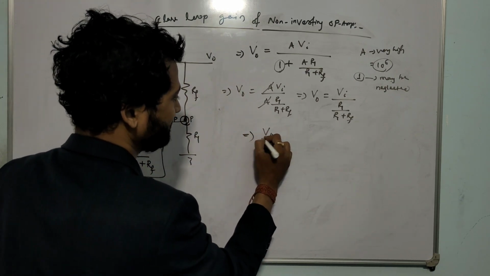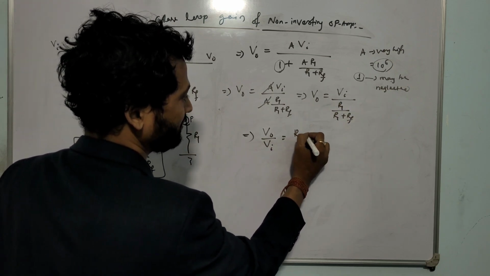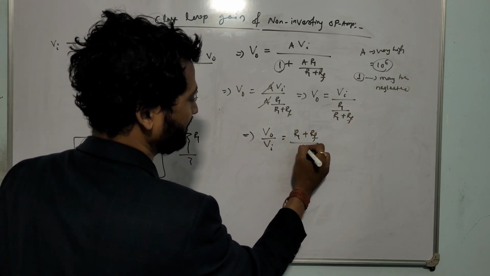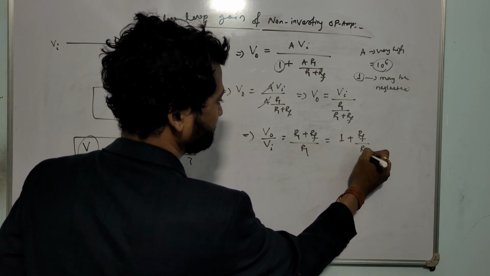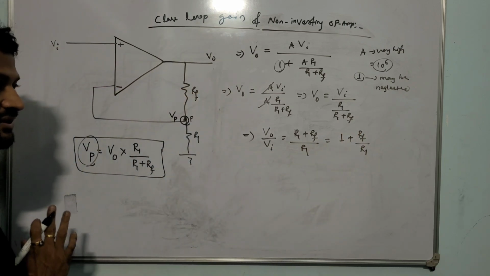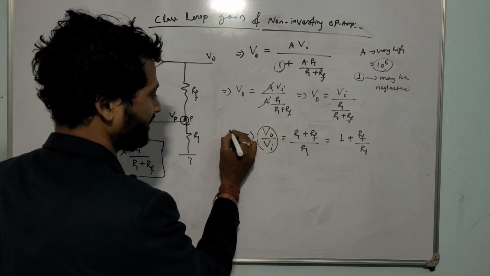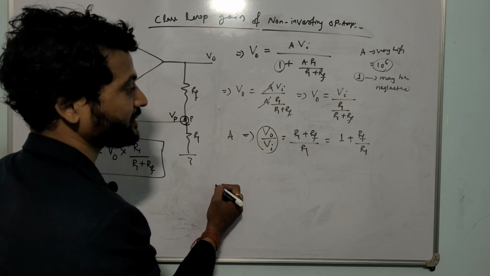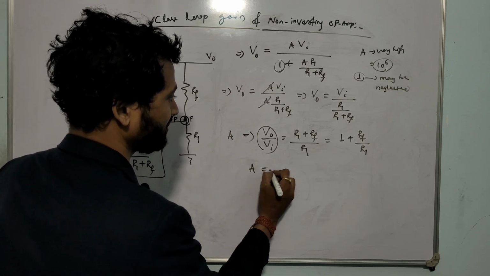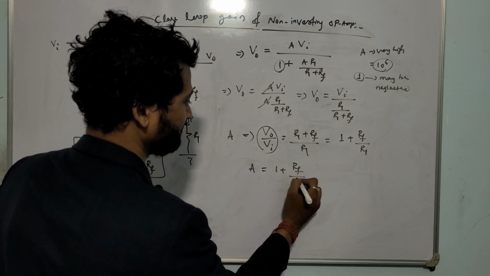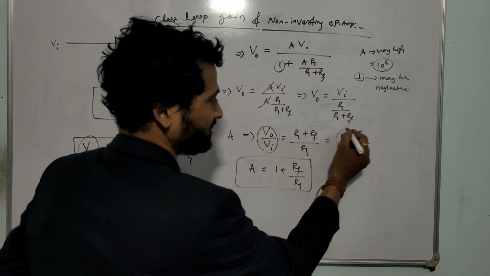See what is V naught by VI? Bring V naught here, what will it become? R1 plus RF upon R1. So meaning 1 plus RF by R1. Clear till here? Any doubt? We know V naught upon VI is the gain. Yes or no? Meaning the gain becomes 1 plus RF by R1. And you can remember this one.